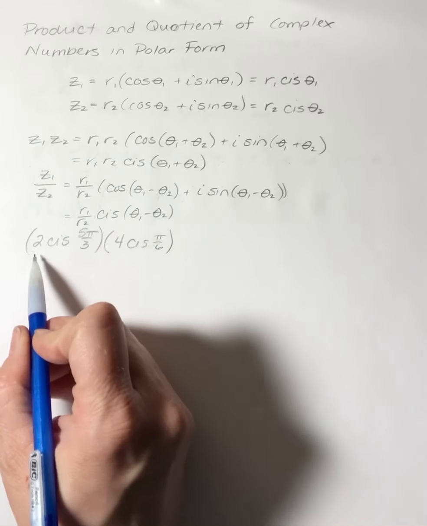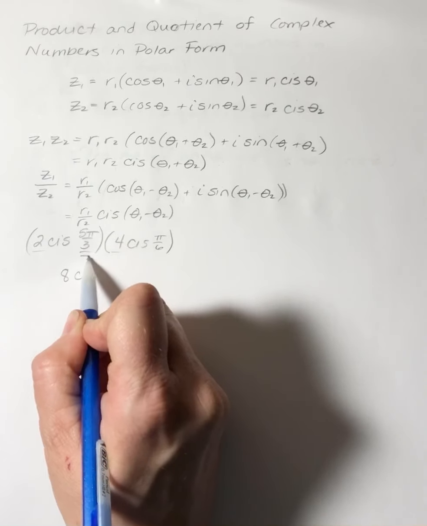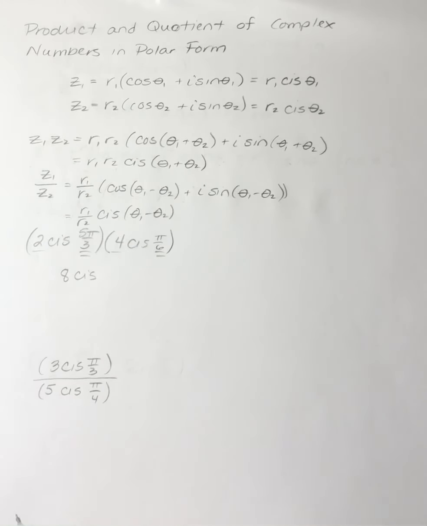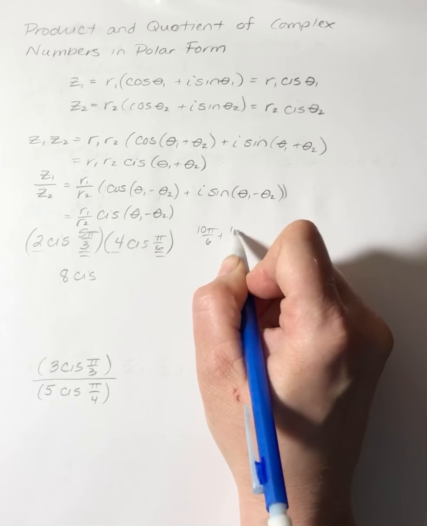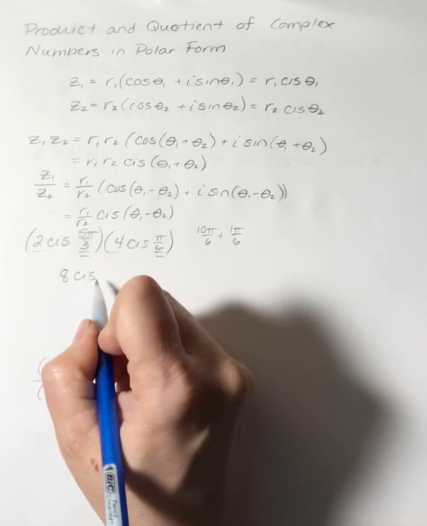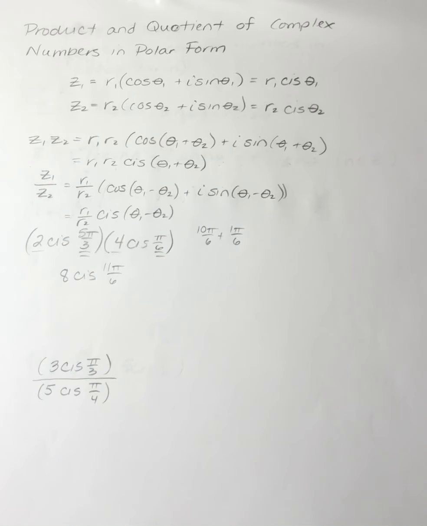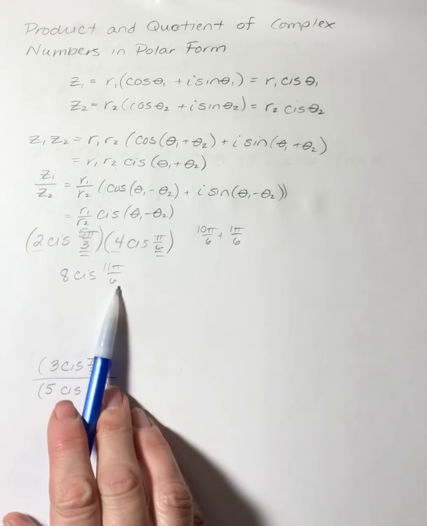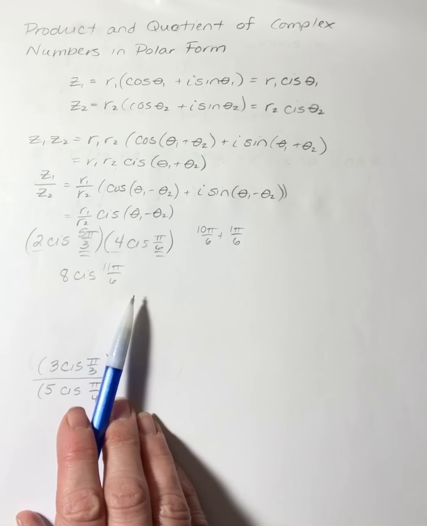This one we're multiplying, so I'm going to multiply these two. 4 times 2 is 8. And then I'm going to add 5 pi thirds and pi sixths. Well, I need a common denominator. So this would be equivalent to 10 pi sixths plus 1 pi sixth, which would give me 11 pi sixths. If they ask for your answer in polar form, there's your answer in polar form, and you're done. There's nothing else that you need to do, okay? You multiplied them, there's your answer.